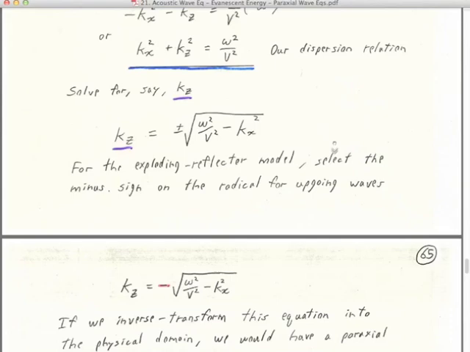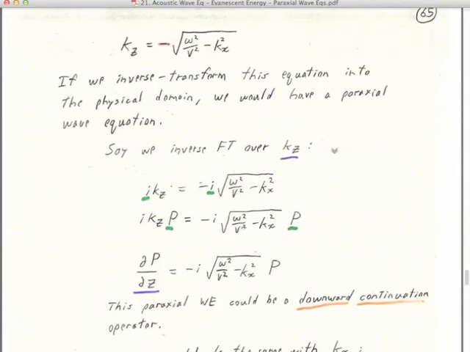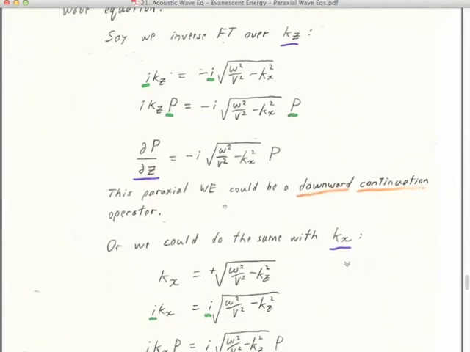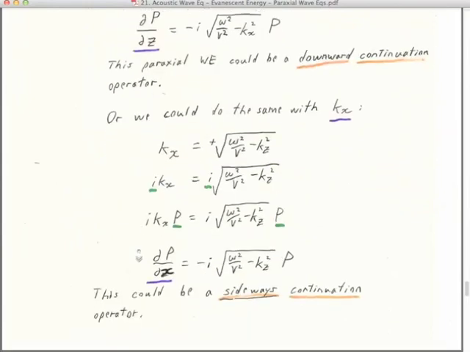So we have a single z derivative, first z derivative, is equal to minus i times the square root of the quantity omega squared over v squared minus kx squared times p. So we could use this as a downward continuation operator. For downward continuation, we just need that dp dz. We could use this.